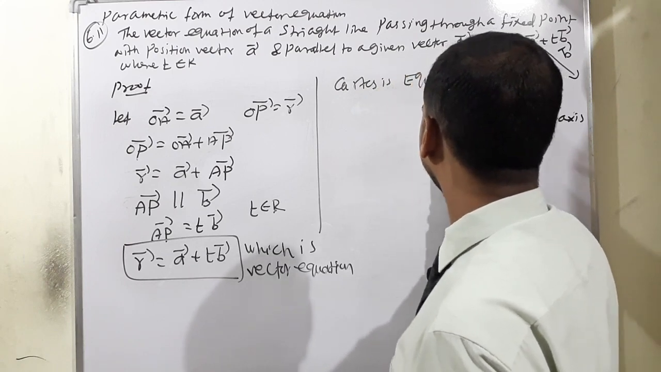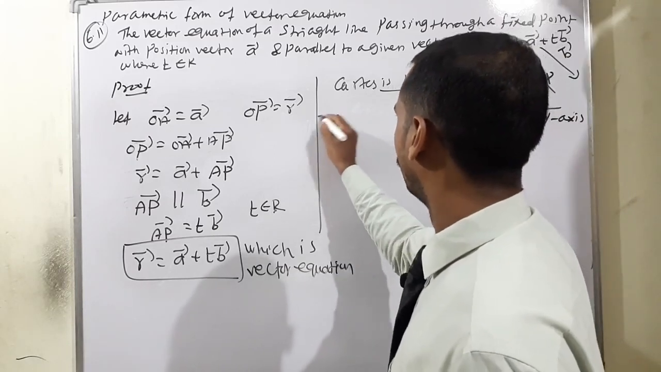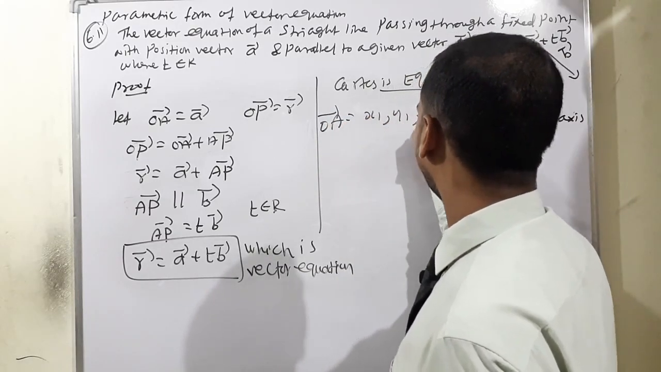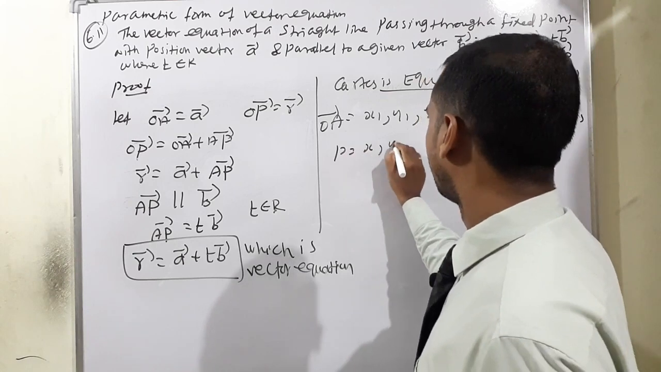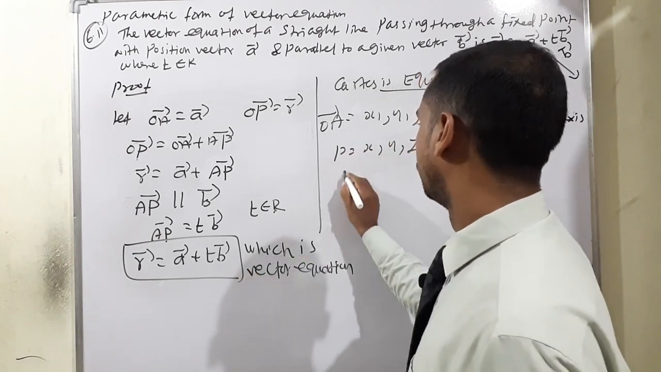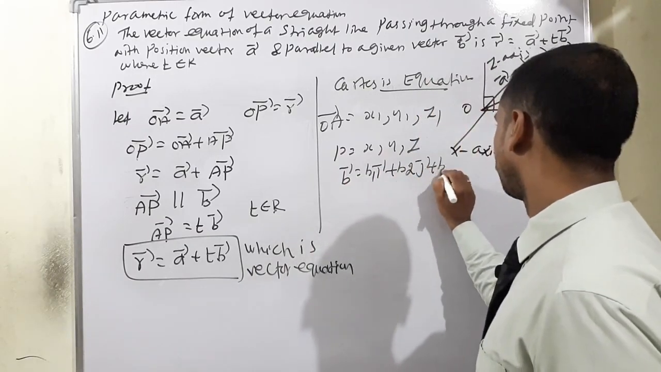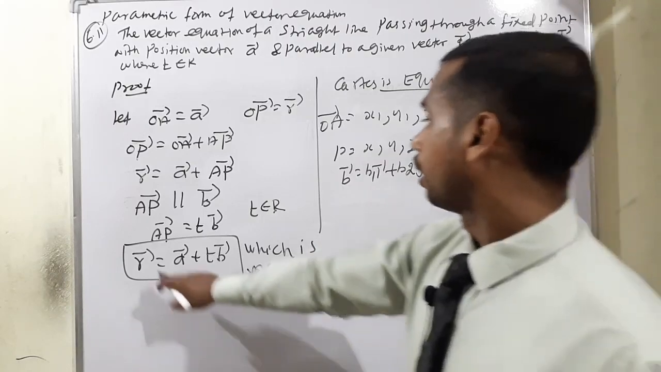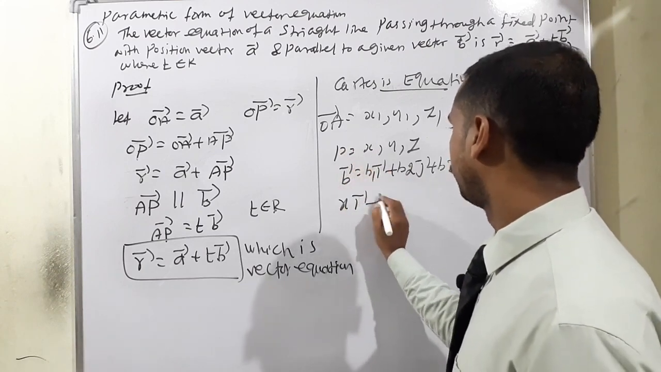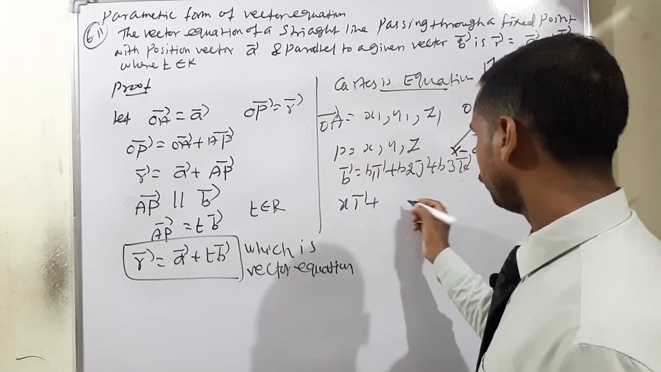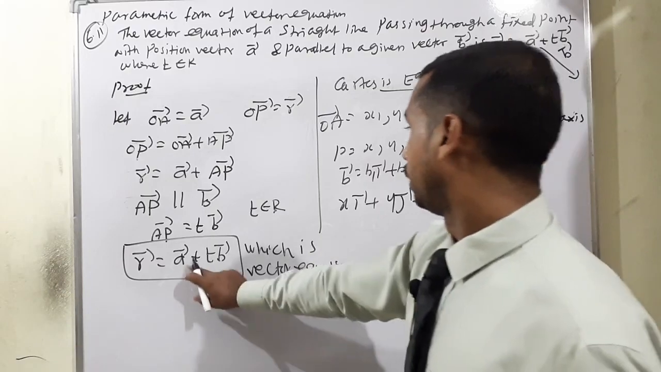So for the Cartesian equation, first we have to consider A vector, that is OA, which is x1, y1, z1. Then we need the point P, which is x, y, z. Then B vector is equal to b1 i vector plus b2 j vector plus b3 k vector. The position of the point OP is xi vector plus yj vector plus zk vector, which is equal to OA.